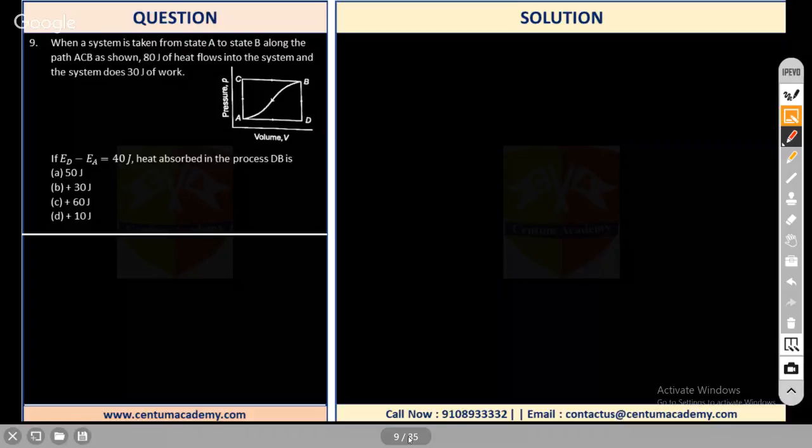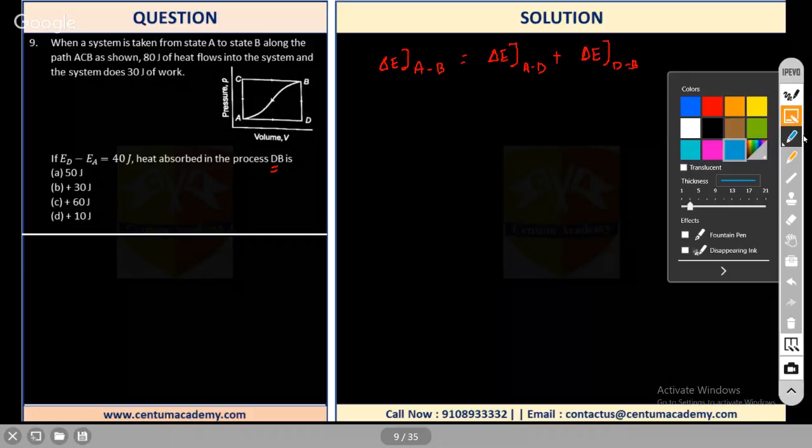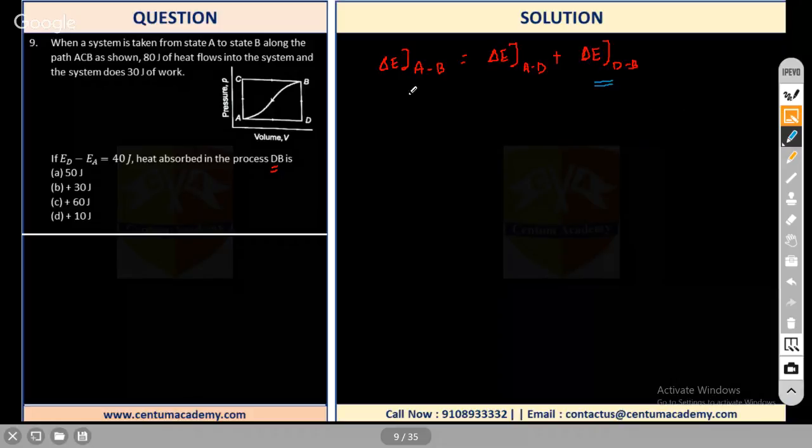You see this, I'll solve this one quickly. Del E from A to B is equal to the change in internal energy from A to D plus the change in internal energy from D to B. Since the question is for the DB process, we require only the change in internal energy from D to B. The total is 50, A to D is 40. So the change in internal energy from D to B will be 10 joule.